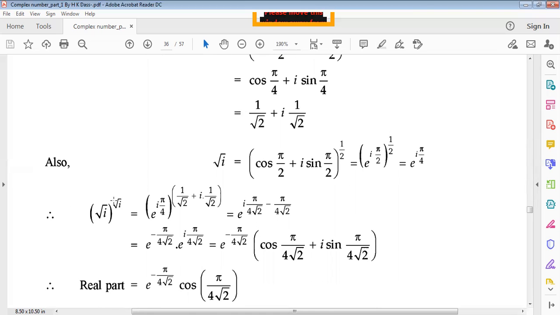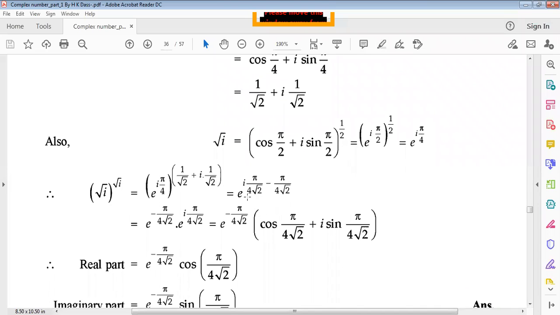Now root over i to the power root over i equals e to the power i pi by 4, to the power root over i, equals this. Now this power multiplies with this, so e to the power i pi by 4 root 2 plus i squared divided by 4 root 2. I squared means minus 1. So this can be written as e to the power of this into e to the power i pi by 4 root 2, equals e to the power minus pi divided by 4 root 2.